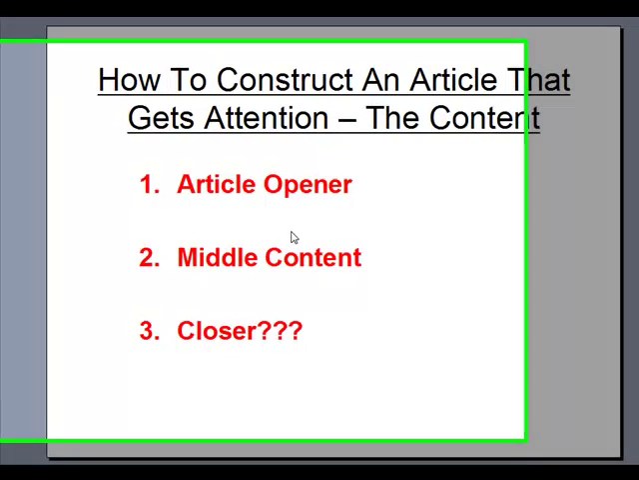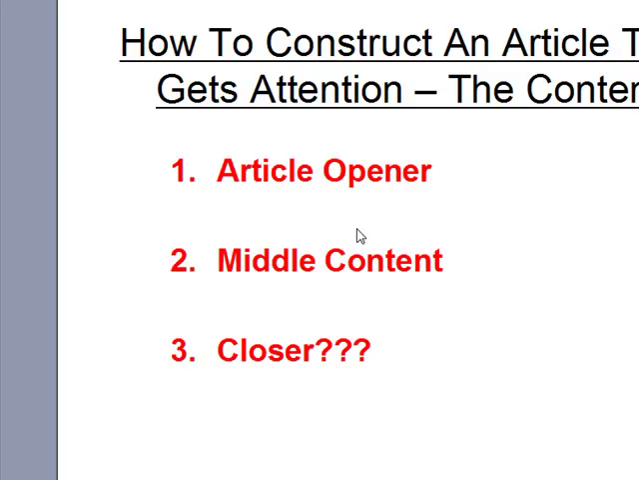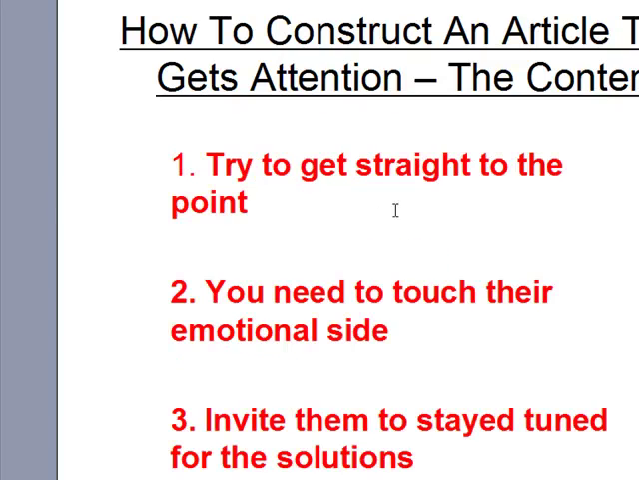Hi everyone, let's continue our series on how to construct an article that gets attention, and today we want to look at the content of the article. Basically we're going to look at the article opener, the middle content, the middle part of your article, where you're giving the information away, and the closer. And you'll notice I've placed some question marks alongside the closer of the article. We'll get to that in a moment. But firstly, let's look at the opener.